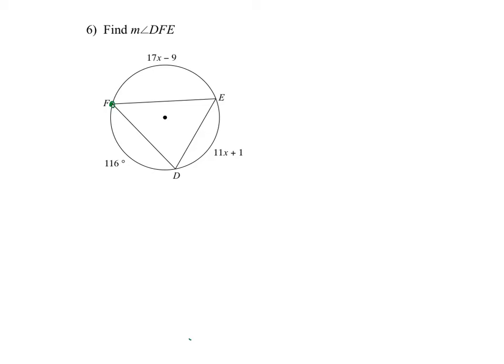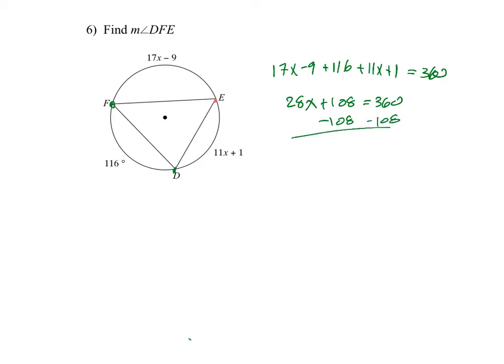Now, as you can see, each part of the circle is intersected by an arc. So if I add 17x minus 9 plus 116 plus 11x plus 1, that equals 360. So I have 28x plus 108 equals 360 minus 180. 28x equals 252, divided by 28, x equals 9.